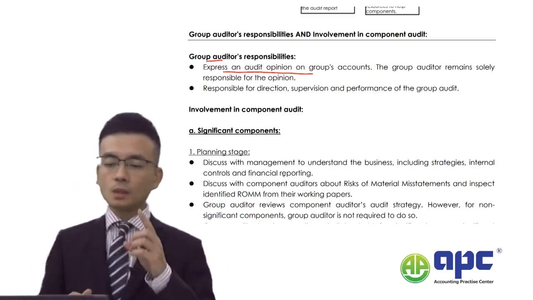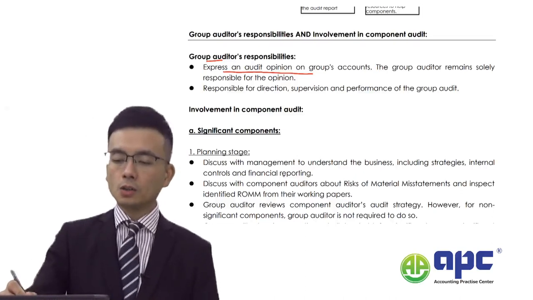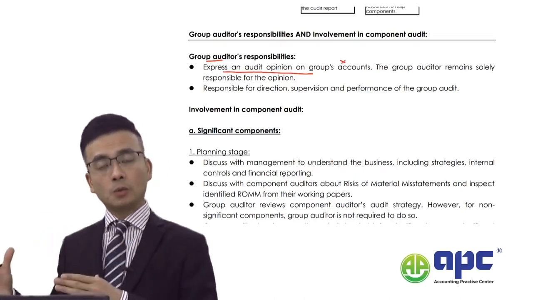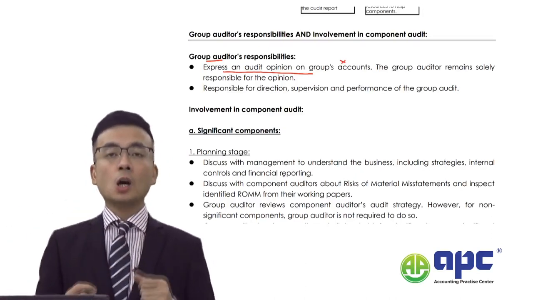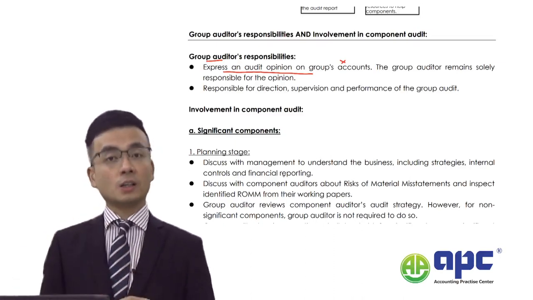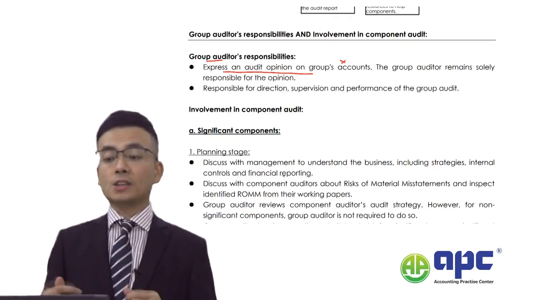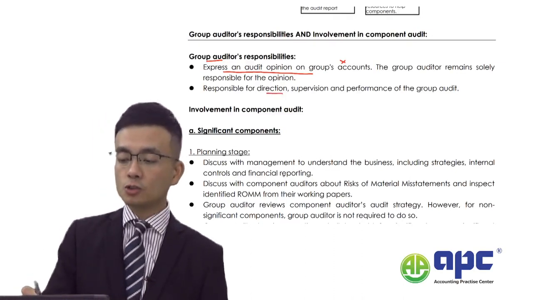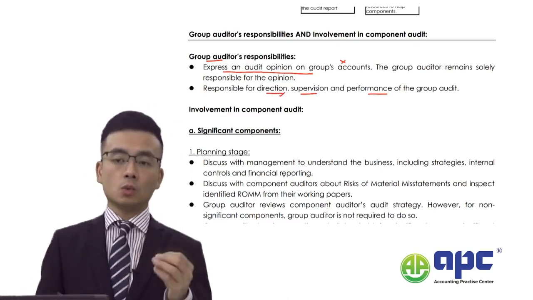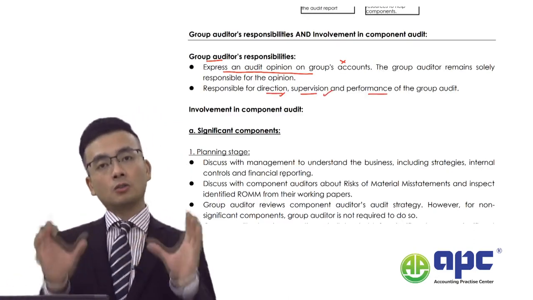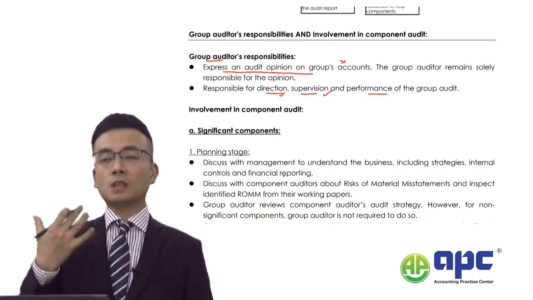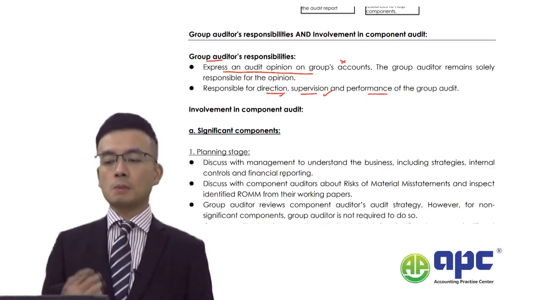But remember, we cannot say in our opinion that part of the work is done by the component's auditor. We cannot delegate our responsibilities to the component's auditor. That's very important. At the same time, we are responsible for the overall direction, supervision and performance of a group audit. Direction means where to audit and what to audit, and supervising that throughout the process, for example, whether or not you've got problems with resources, team members not available, we're going to assign another member to the team.